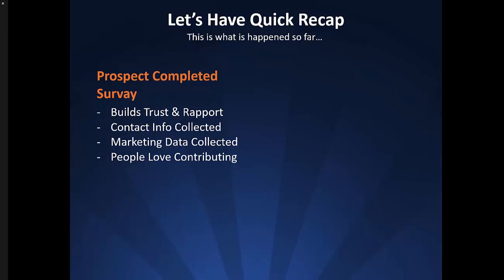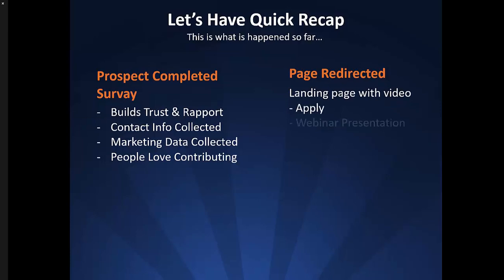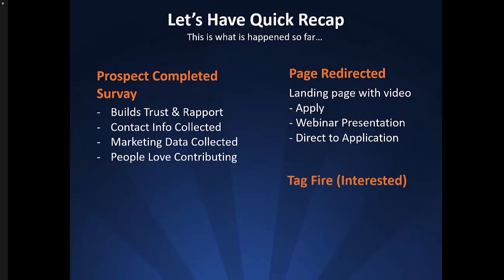Now, once they submit the survey, then we have the page redirects. We take them to a landing page with a video. We ask them to apply. We present them with a webinar. It can be an auto webinar. It can be a live webinar, or we direct them to the application, or we can simply ask them a question. But at the same time, we have all the automation happening as well, right?